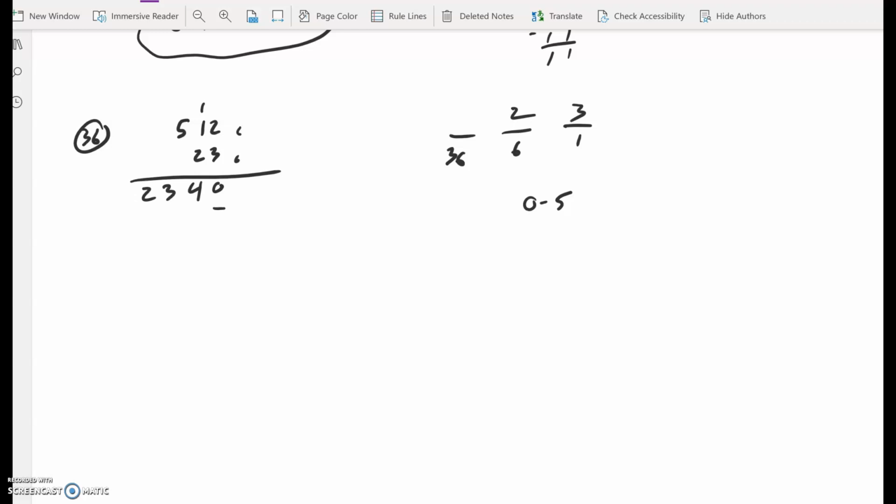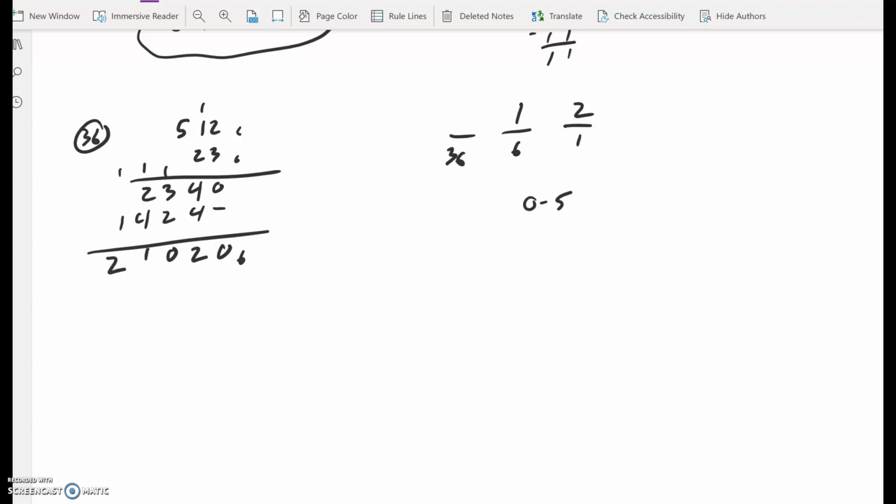We move over 1, 2 times 2 is 4, 2 times 1 is 2, 2 times 5 is 10, but 10 in base 6 is 1 6 and 4 1s. 4, this is 0, 4 and 4 is 8, but 8 in base 6 is 1 2. 1 plus 2 plus 3 is 6, but 6 is 1 0. 1 plus 2 plus 4 is 7, but 7 is 1 1, and 1 plus 1 is 2.